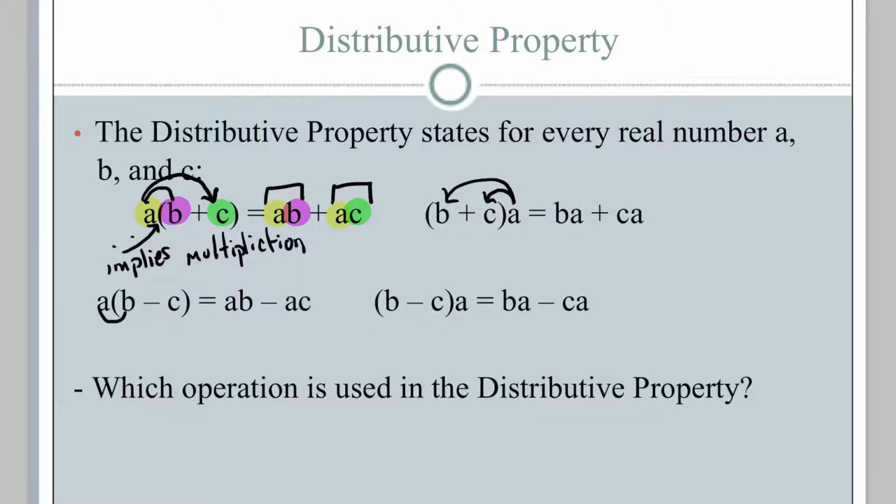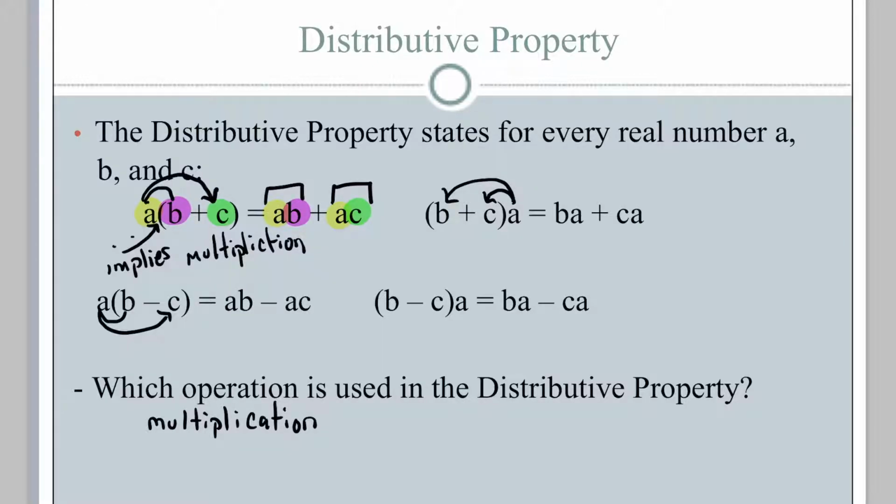Below, we have A times B minus C. What this is stating is that it does not matter if we are adding or subtracting inside the parentheses. So let's do a quick example. Let's go ahead and answer this question first. Which operation is used in the distributive property? The answer is multiplication. We are multiplying.